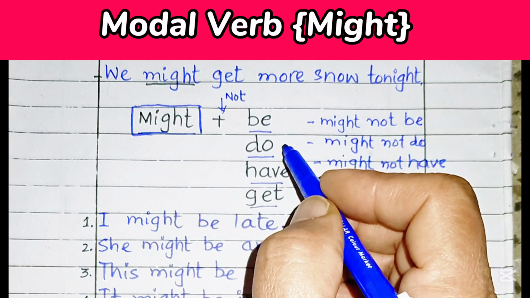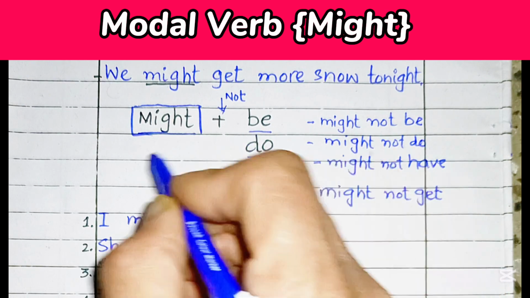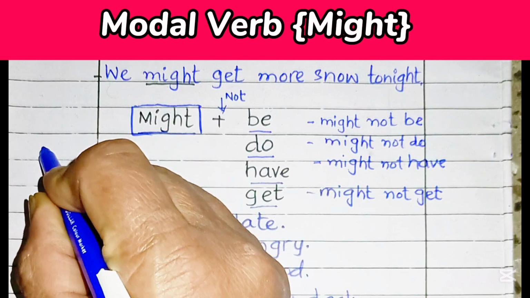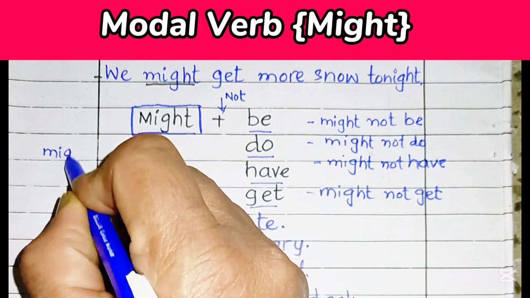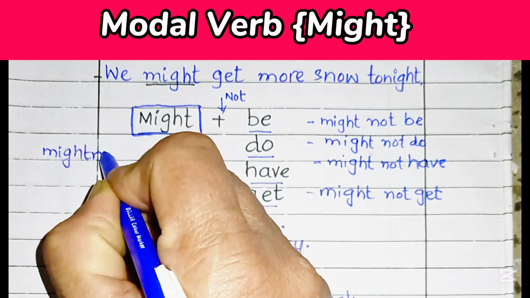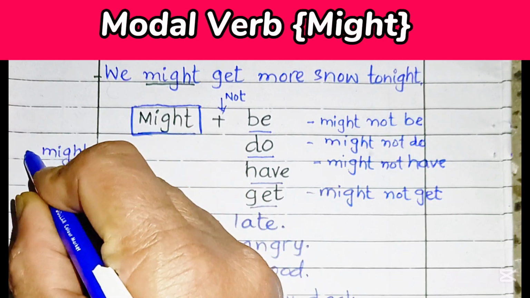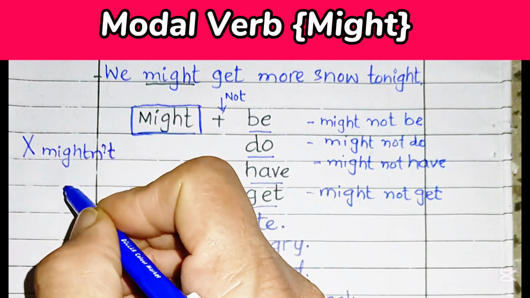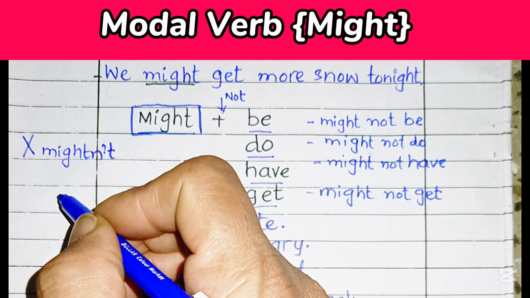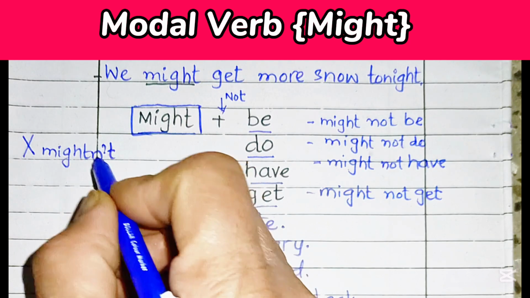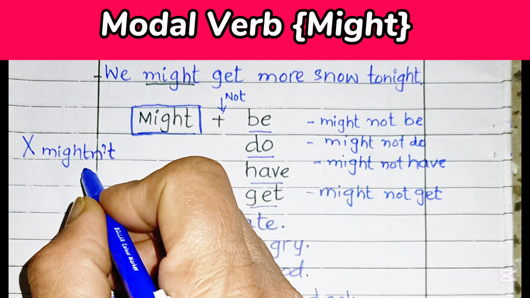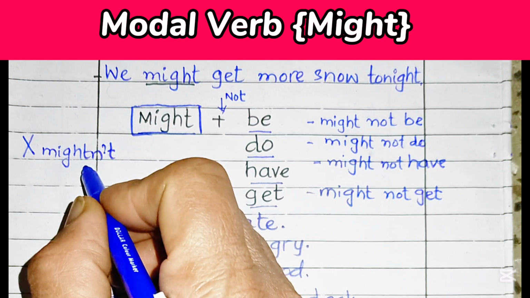But do not contract might and not. Don't contract it. This contraction is not recommended. For example, do not use mightn't. It sounds strange in English.